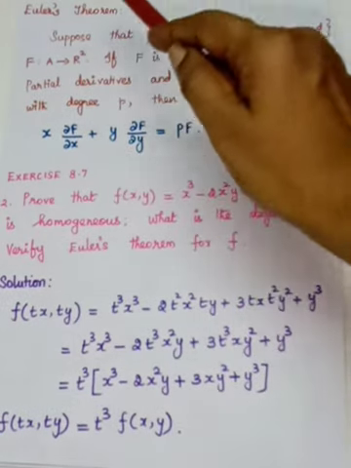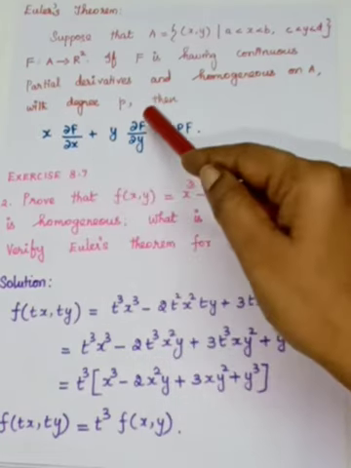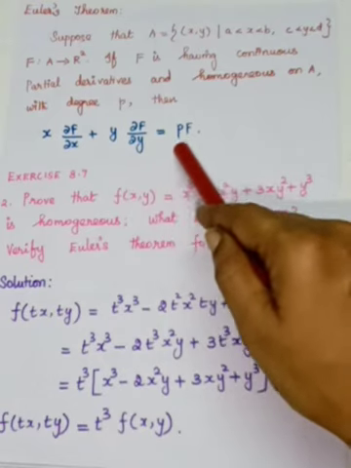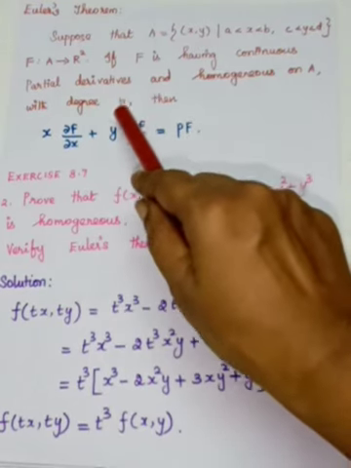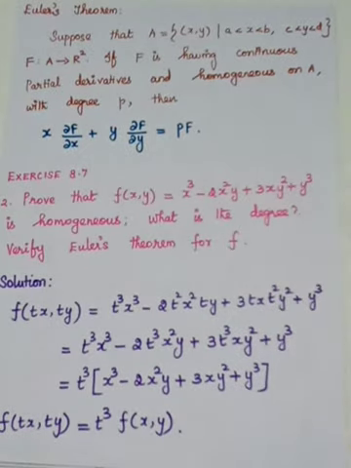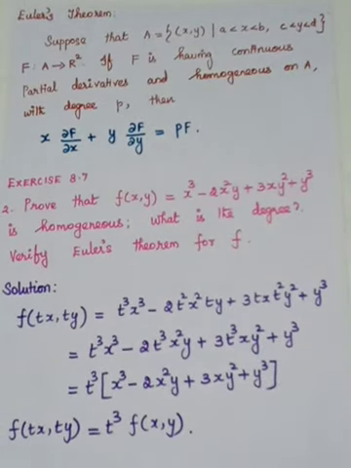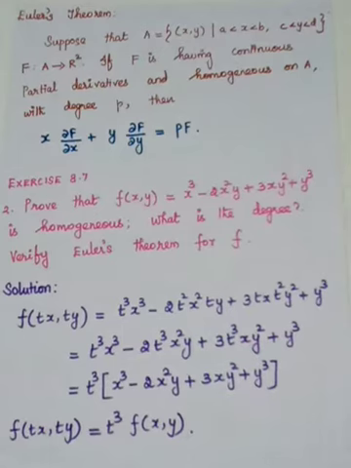then according to Euler's theorem, we can write x dou f by dou x plus y dou f by dou y is equal to pf. What is p? p is the degree. Okay, so homogeneous function means you can write the degree. So see that f is a homogeneous function and has continuous partial derivatives. If it is so, we can apply Euler's theorem for the homogeneous function. So Euler's theorem is what? x into dou f by dou x plus y into dou f by dou y is equal to pf.